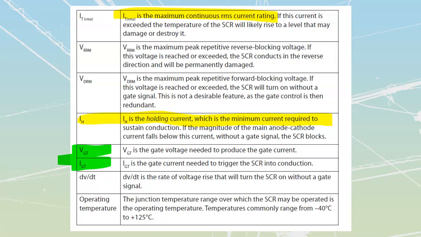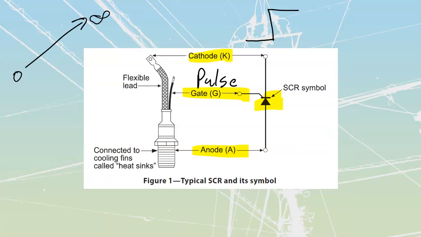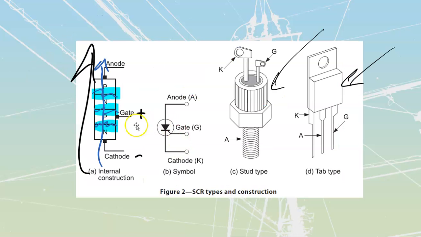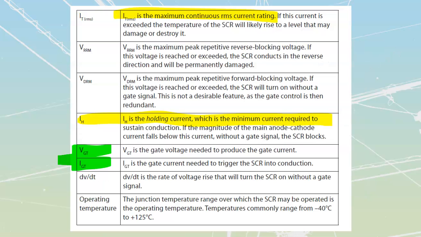And looking at your voltages, once again, all that you really need to do is put this PN junction into conduction. So it's not going to be a very high voltage that you're going to need on the gate. You just need to overcome that barrier, which is usually going to be around the 0.7 of a volt mark. The next one down over here, DVDT, is a rate of voltage rise which will turn the SCR on without a gate signal.